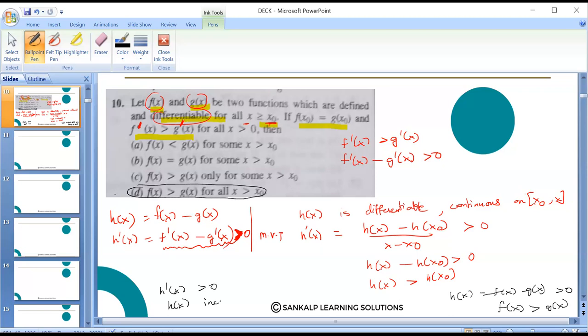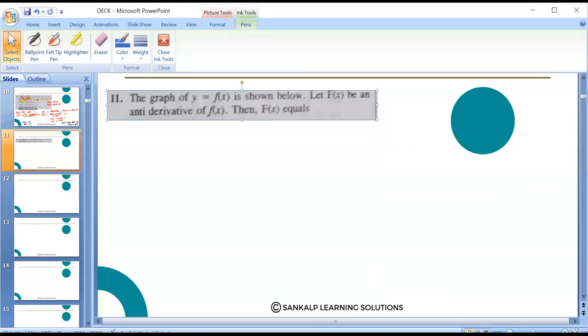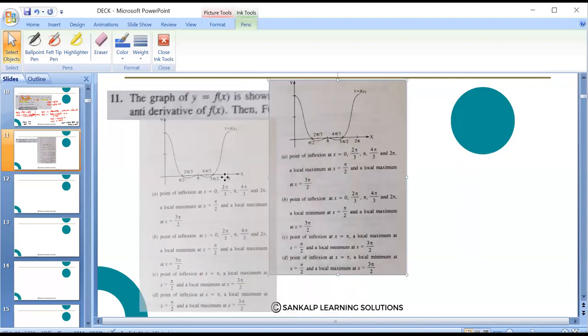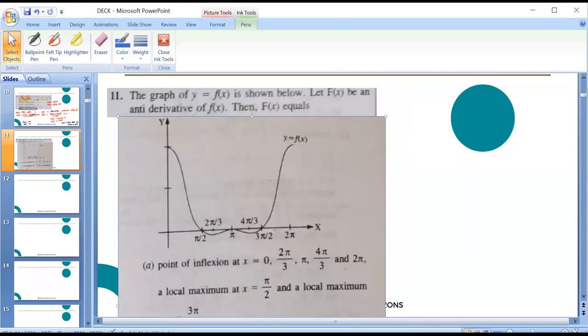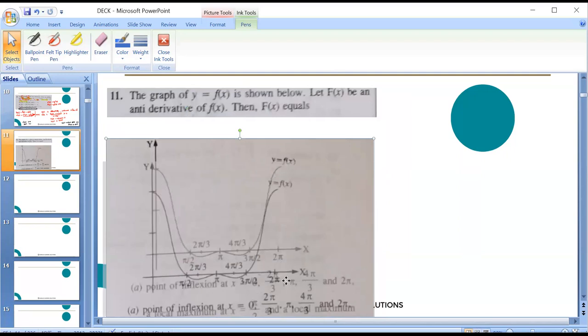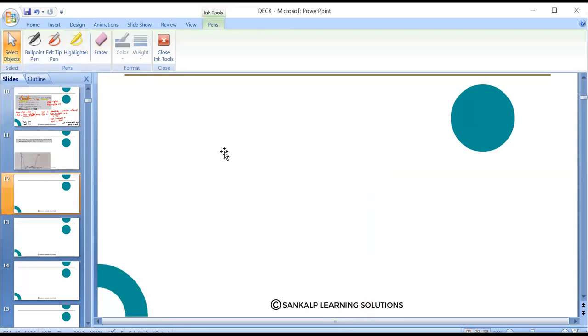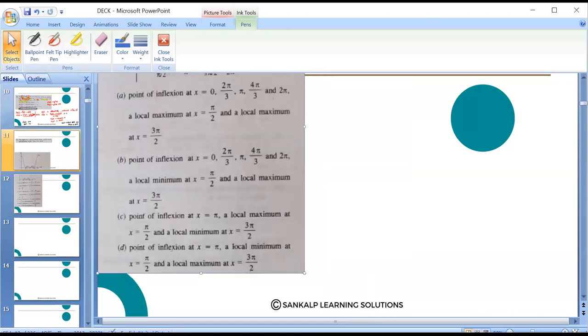Next, I will put question number 11, but this is not the complete question. The remaining question also I'll put. Give me some time. It's a very big question. Options, I'll put it on the next page. Just see the question now. Options I'll put here because if I put options also, you can't see. Here in the next page, I have put only options.